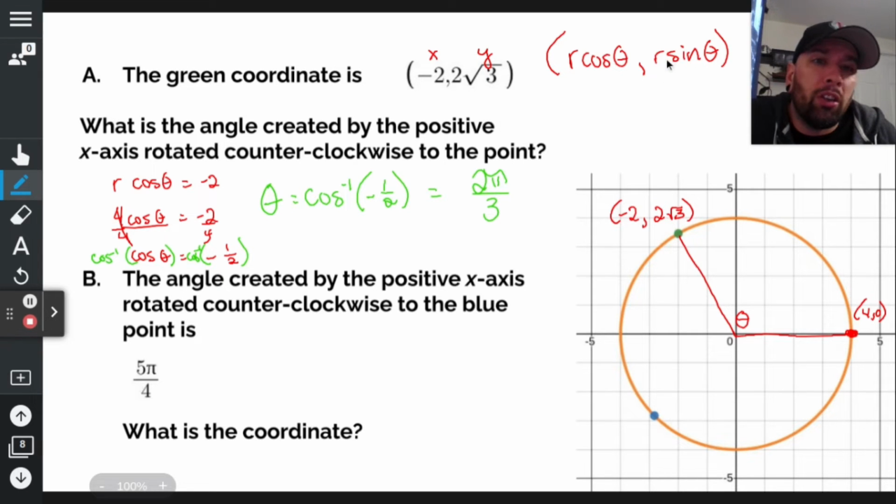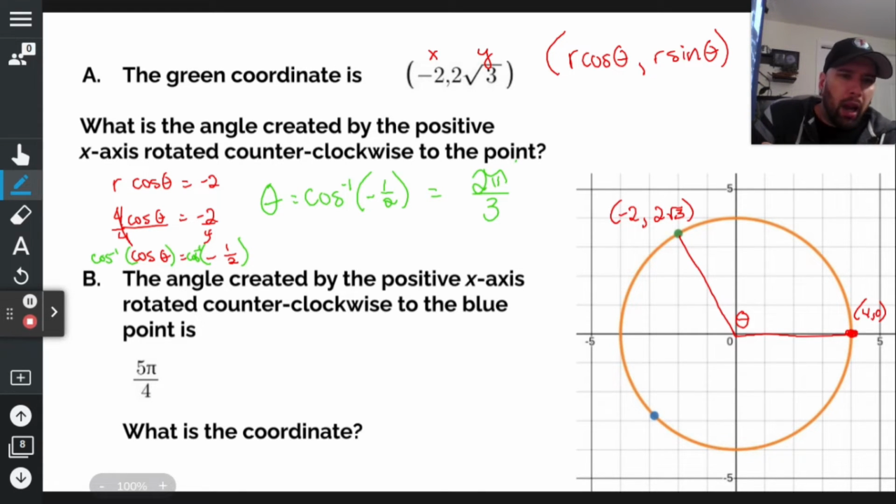If we were to say r sine theta equals 2 pi over 3 and then let r be 4 again and divide both sides by 4, we would end up taking the inverse sine of, what would that be? Root 3 over 2. And the inverse sine of root 3 over 2 is 2 pi over 3. So it doesn't really matter which way we do it. We did it, and that's what theta is. Theta is 2 pi over 3.